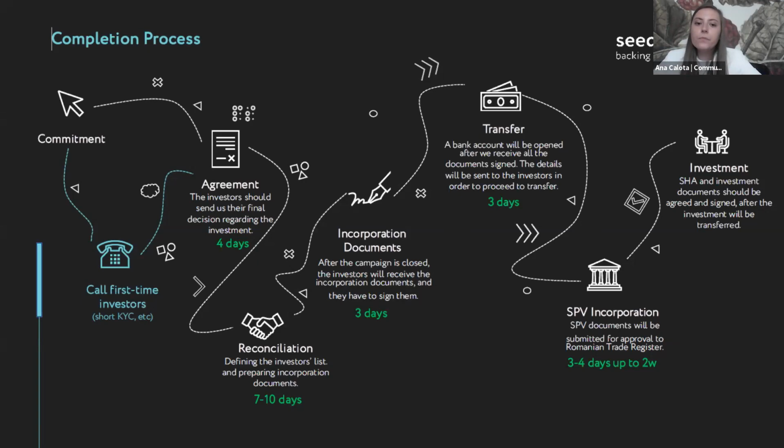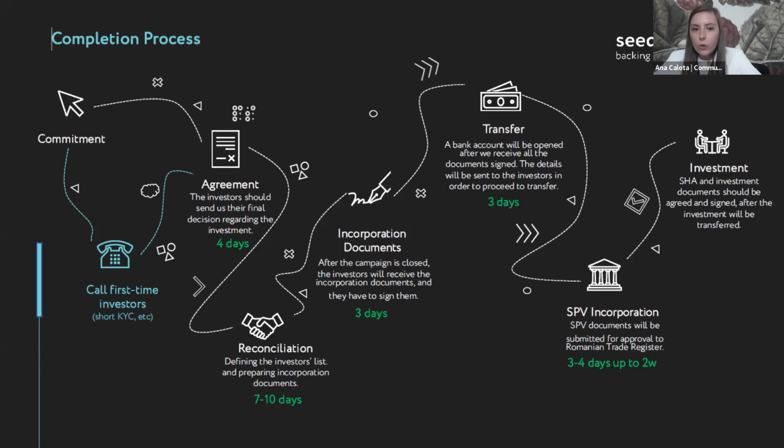So the first step will be to receive the incorporation documents. They will have 3 days to sign these documents. We are using several apps in order to facilitate the signature of these documents. When we receive all the documents signed, meaning the articles of incorporation and the statement for each investor, a bank account will be opened on behalf of the SPV. It's basically a share capital account. And in this step, the investor should transfer the investment and the additional costs.